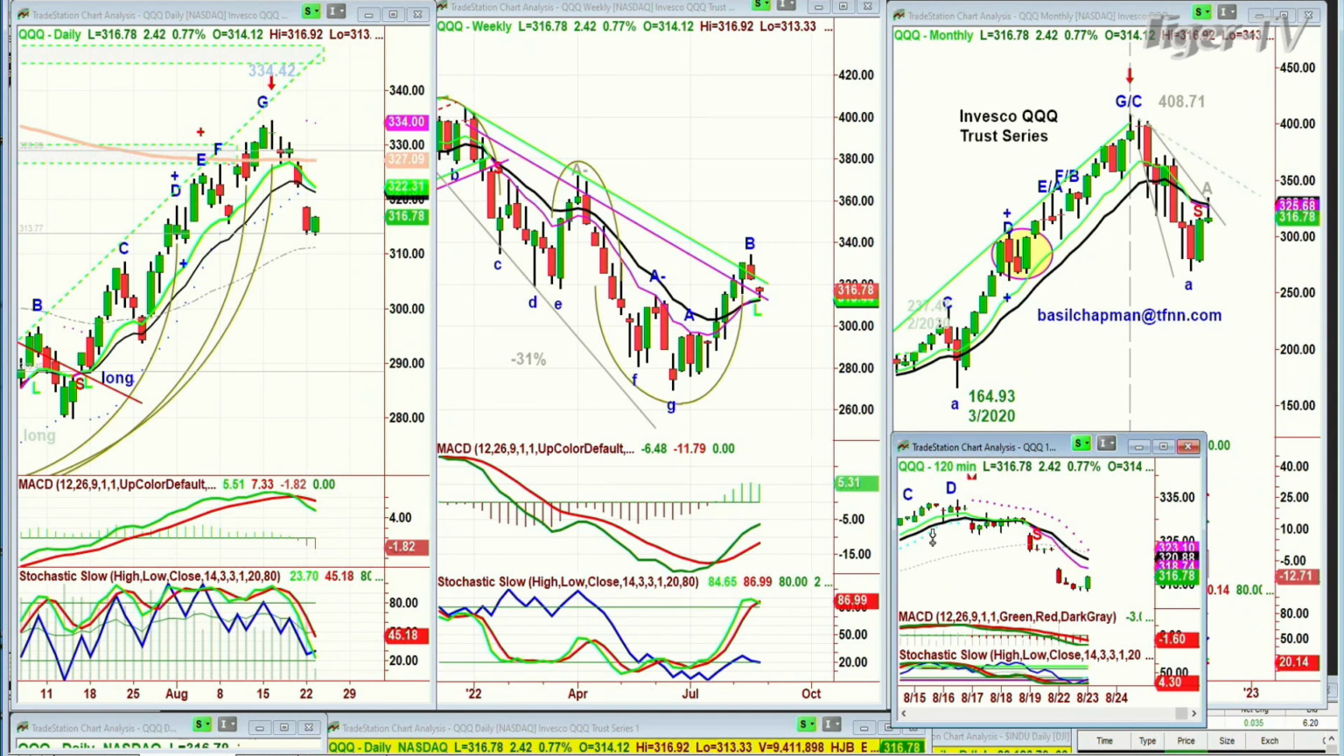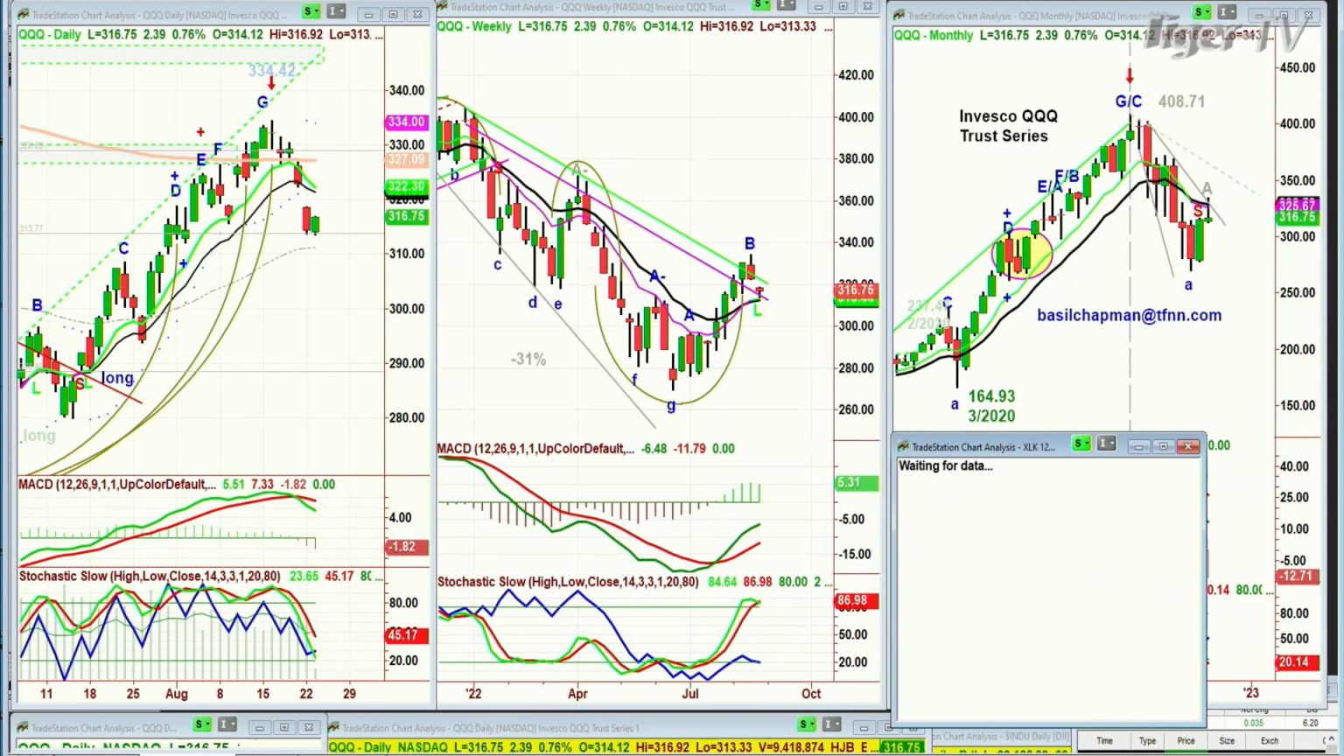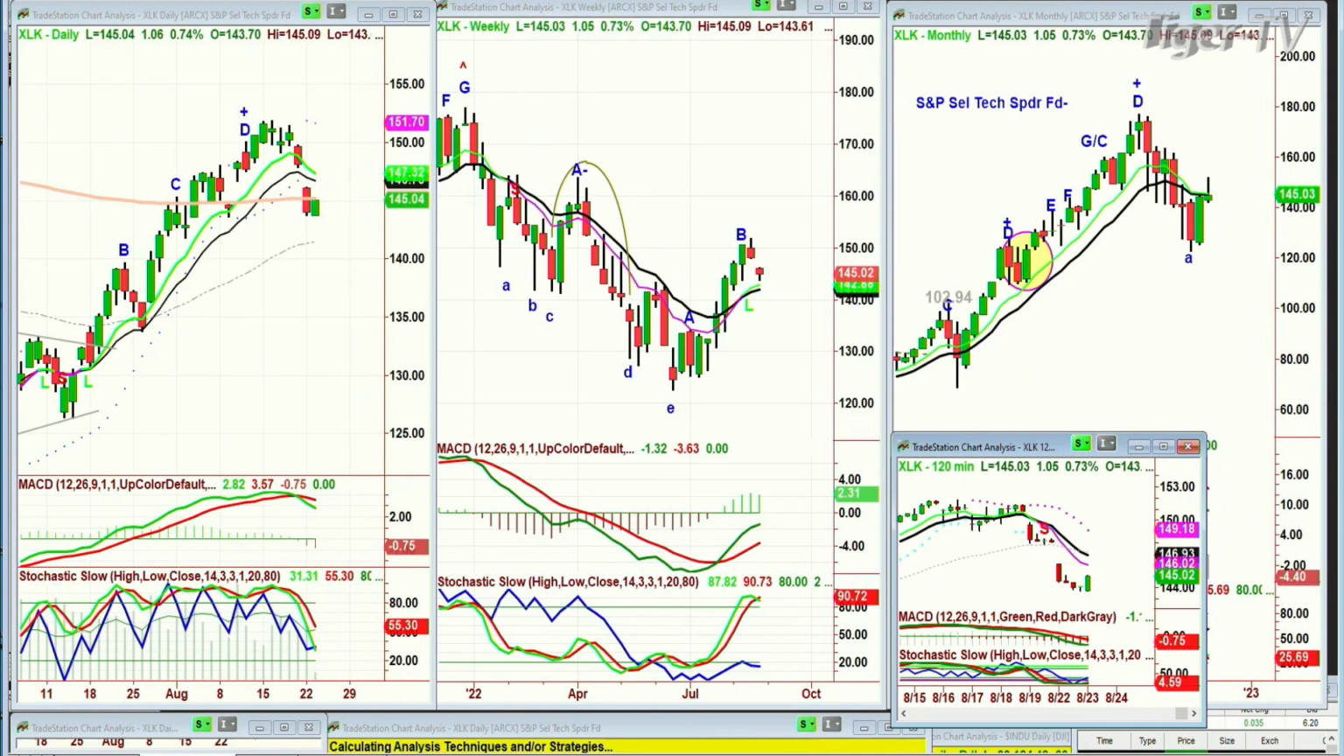All right. So with that said, let's go to the XLK. XLK, which is the S&P, went to a peak D, doji candle high, and it too has got, well, this is a little more suspect. It's got a peak D.